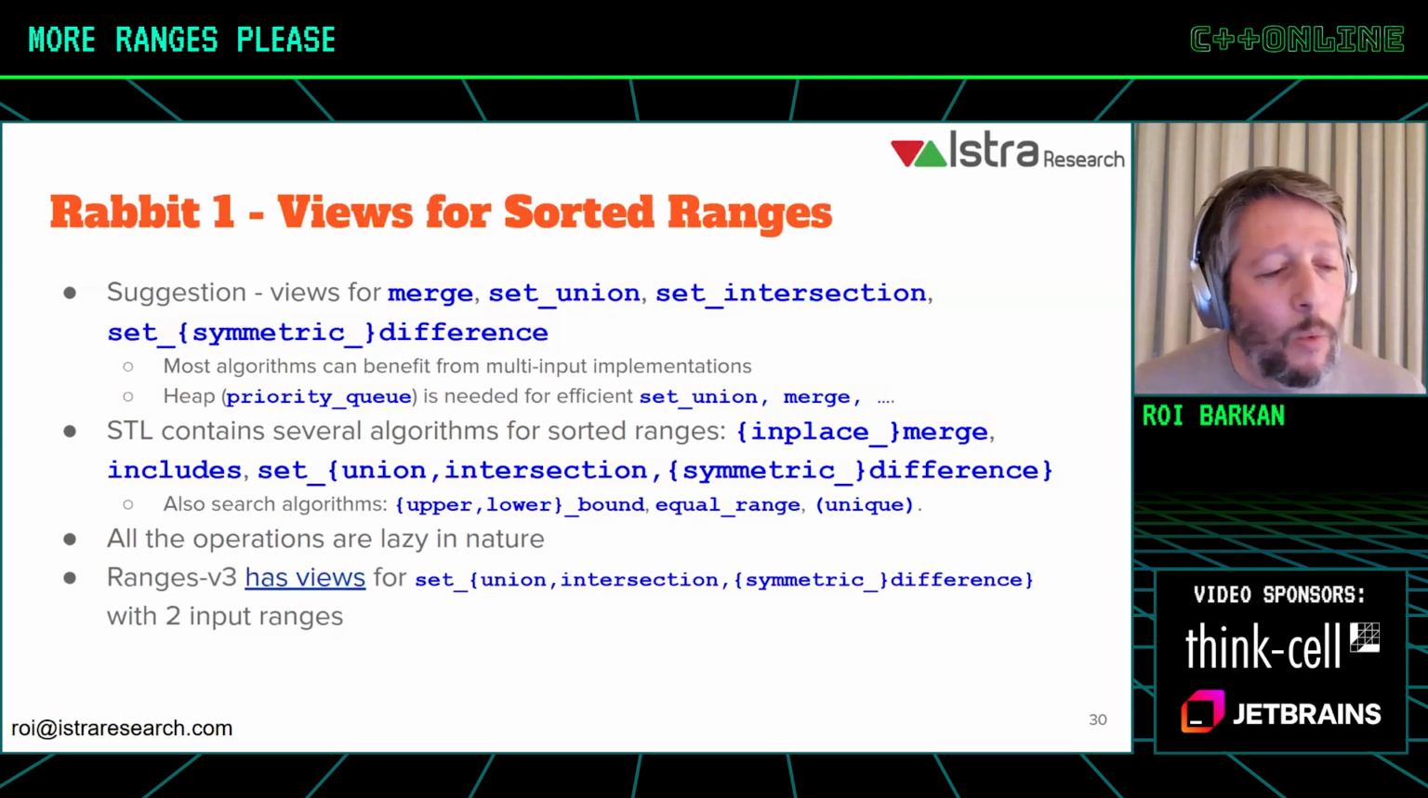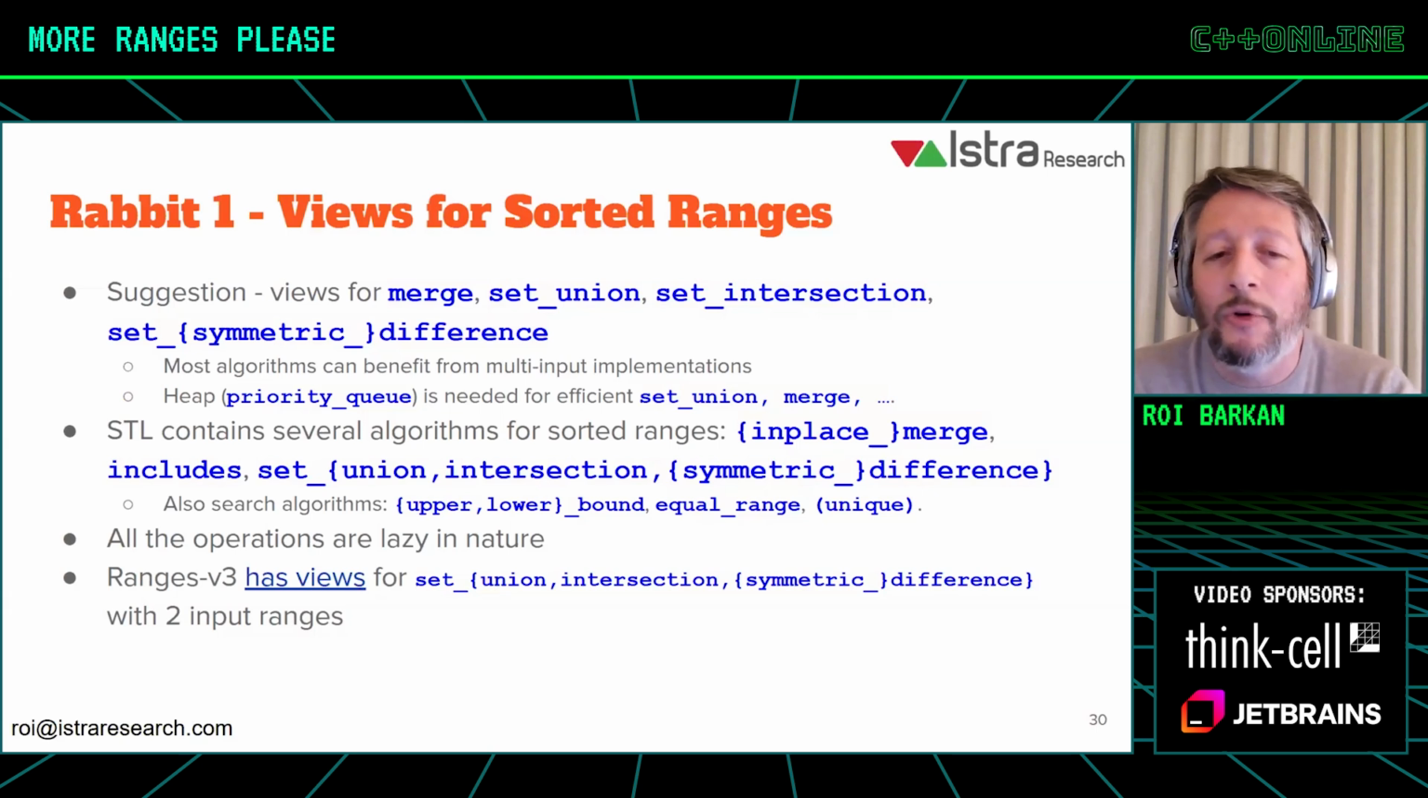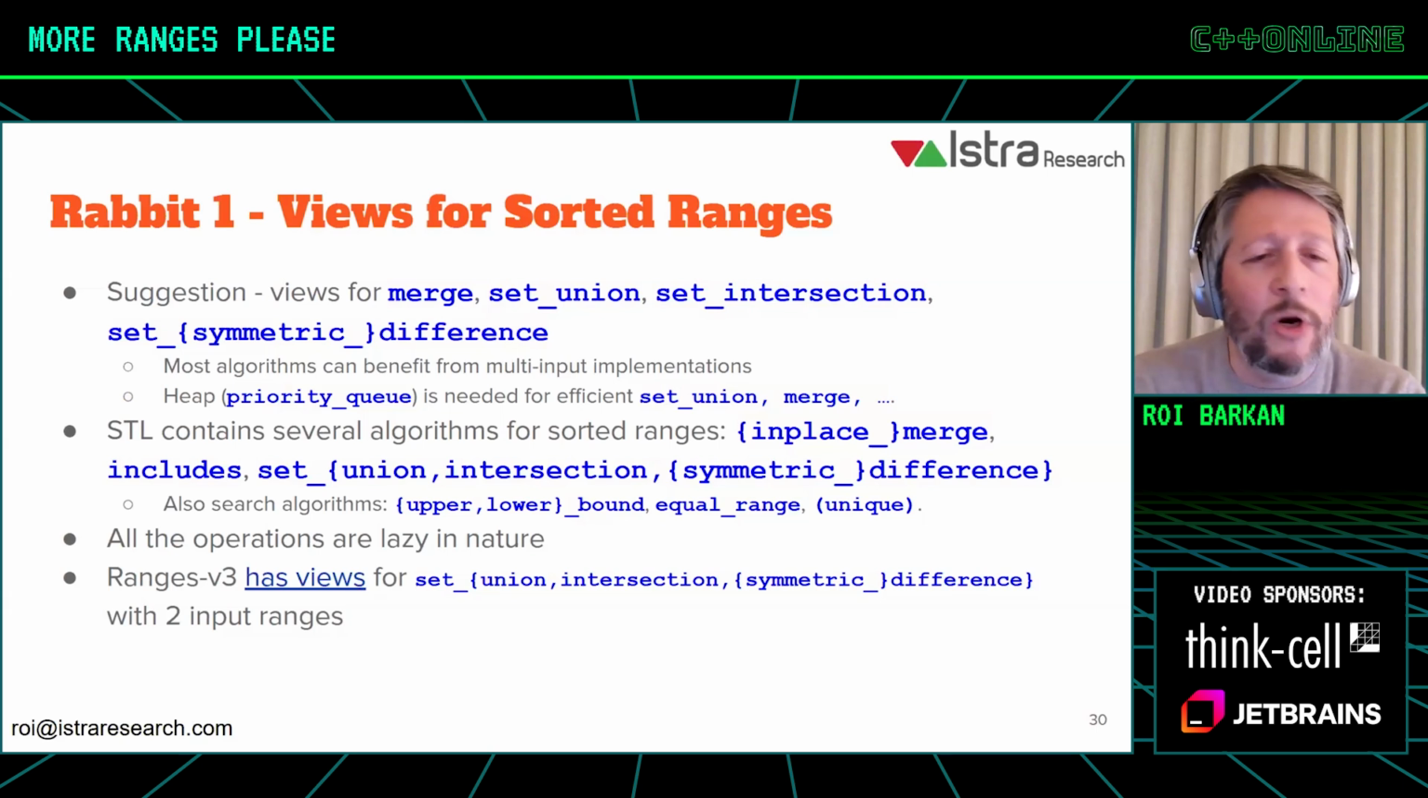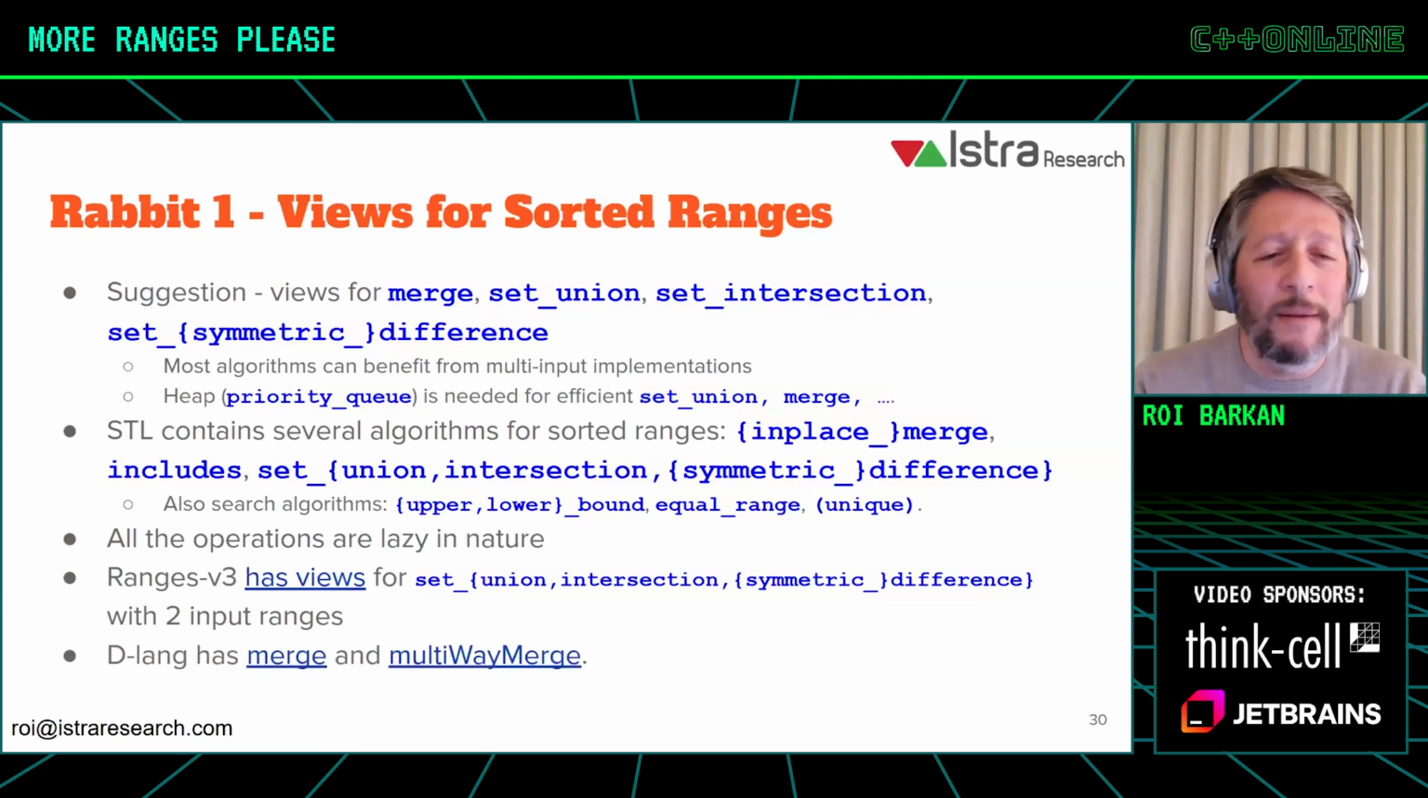Looking a little bit to widen the scope and to make sure that we're not inventing something out of thin air, I looked around and I found that the ranges-v3 library, which the STL ranges library was basically based on, did have, or does have, views for set union, intersection, and symmetric difference, which is really cool. It only supports 2 input ranges and not a variadic number, and there's no merge operation. But it's a good step in a good direction. It gives me motivation to maybe write my own merge and put it maybe in range-v3.